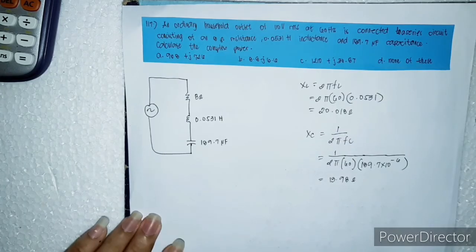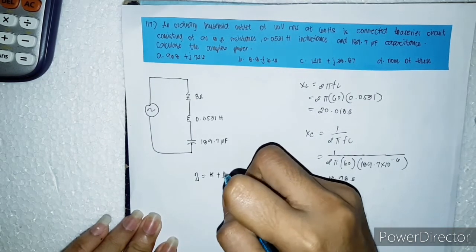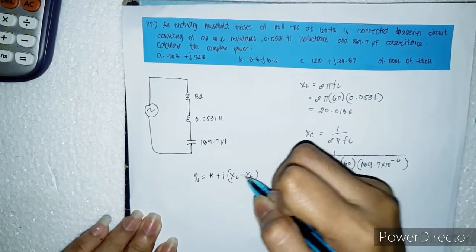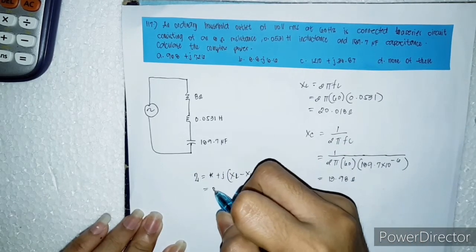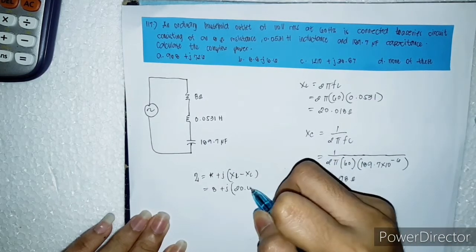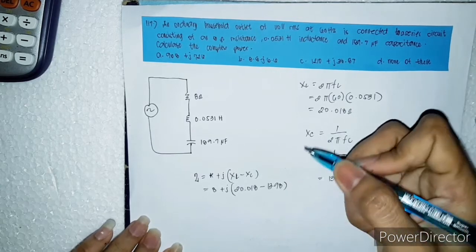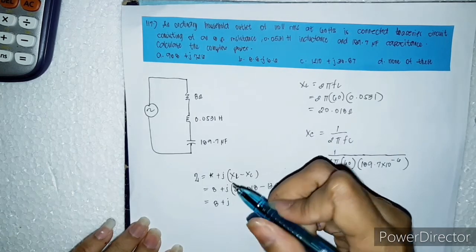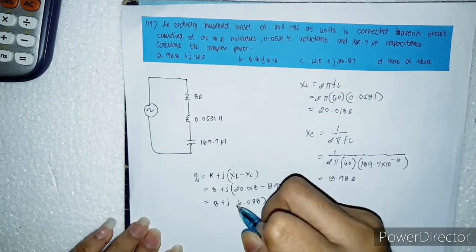Next is to find the impedance using this formula. Z is equal to R plus j times XL minus XC. So we have here resistance R, which is 8 ohms, plus j, XL is 20.018 ohms minus 13.98 ohms. So for our impedance, we will get 8 plus j 6.038.